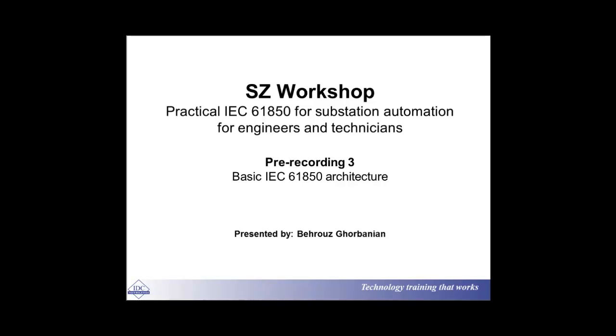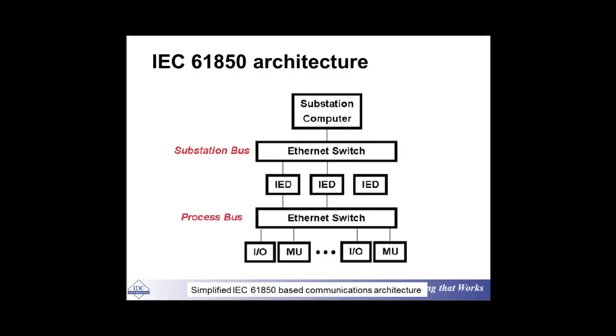So basically I'm just going to talk about the basic IEC 61850 architecture. I have already told you a fair bit of that, but I'm just going to continue with what I said so far. As I said in pre-recording number 2, we need to have an architecture for this standard. There are a number of different layers and a number of different buses. For example, you have got a process bus, a control bus, and a substation bus.